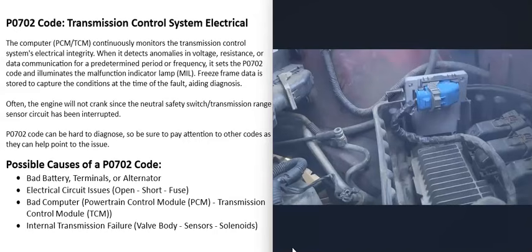When you get this P0702 code, the main computer is seeing that this computer that's controlling the transmission is having some kind of problem, that there's some kind of issue going on with it. So it's got to be troubleshooted to know why.